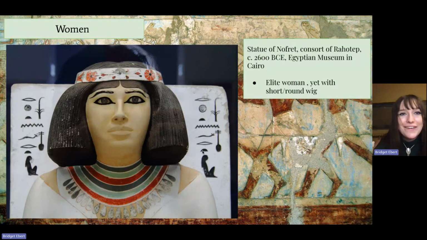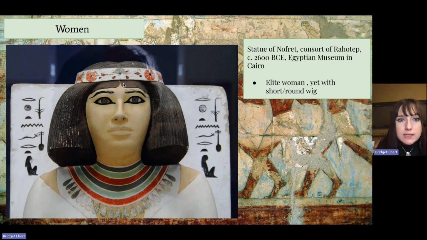Perfect. Okay, and this is actually a statue that goes along with the statue I showed earlier, the consort of Rahotep. This is a statue of Nofret, and it's circa 2600 BCE at the Egyptian Museum of Cairo. And this is depicting an elite woman, yet she is shown with a short round wig. And it's kind of similar to the enveloping style.